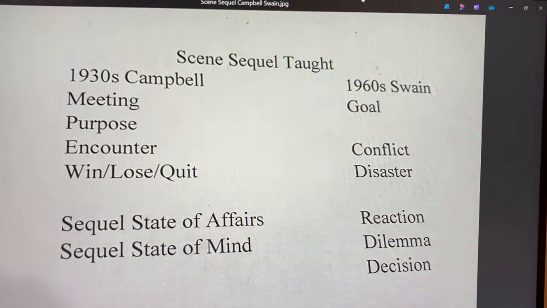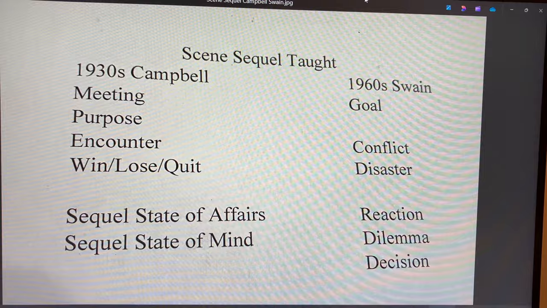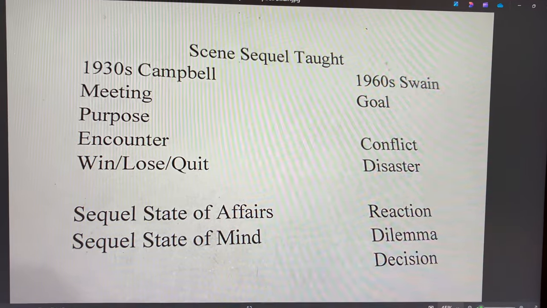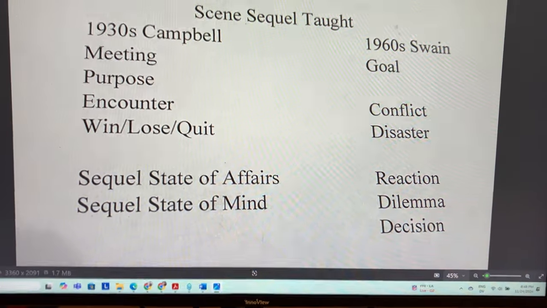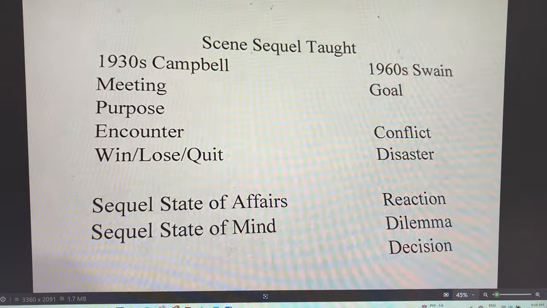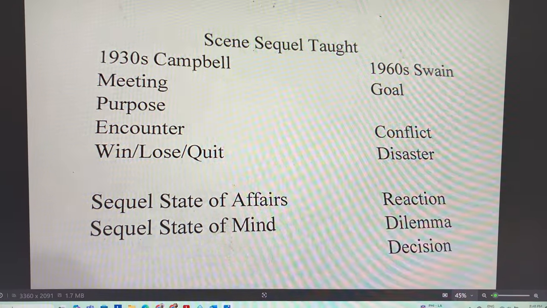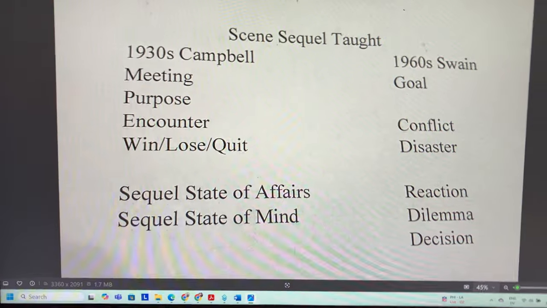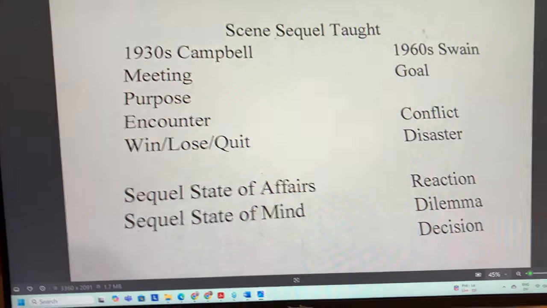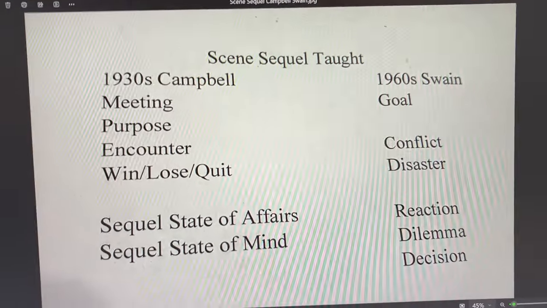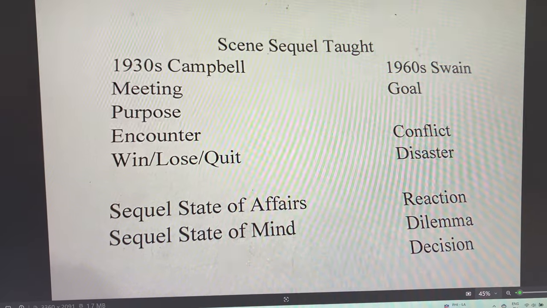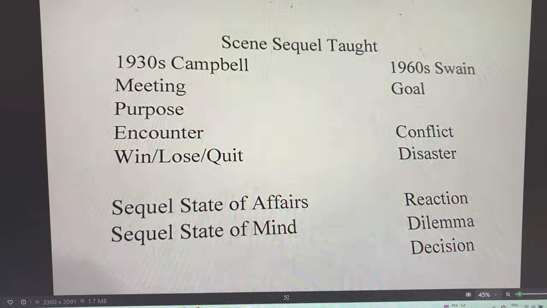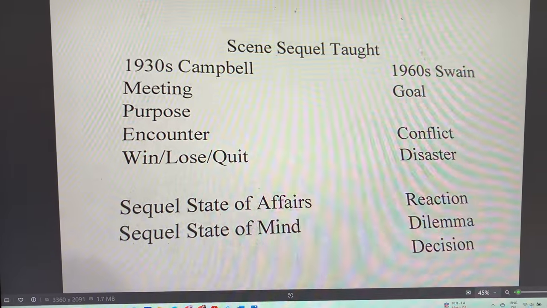There are five different versions of scene sequel writing. There are also five different versions of motivation reaction units. And they're called by different names, but there are five different versions of each. I'm not going over all that right now. It takes me a whole book to go over all that.